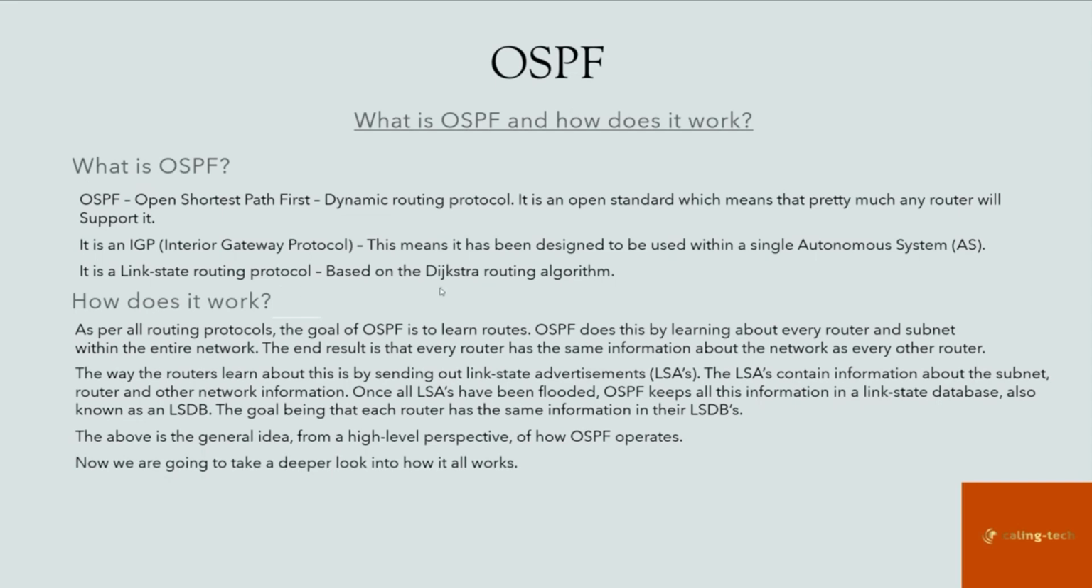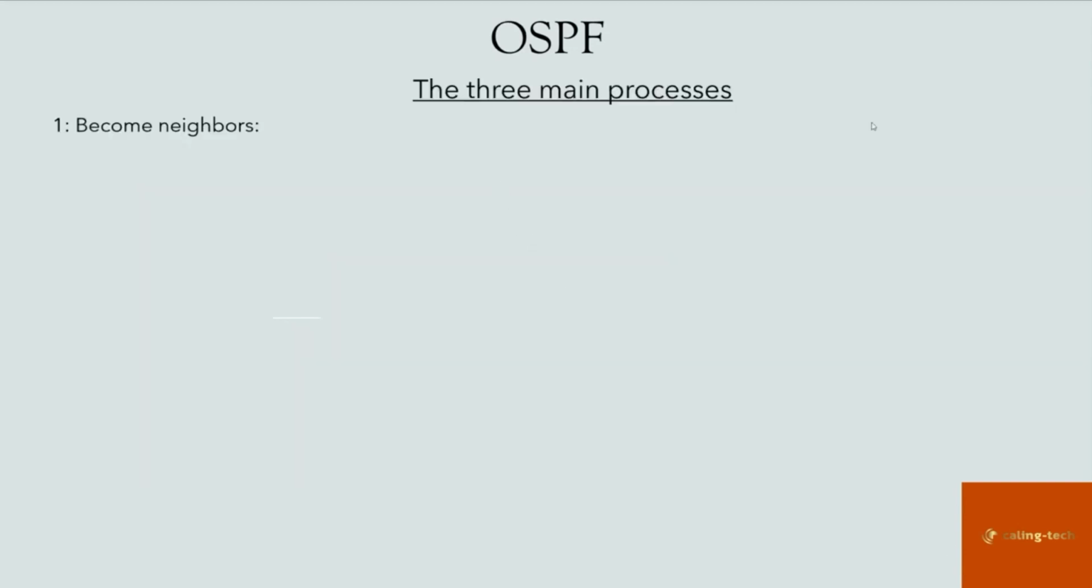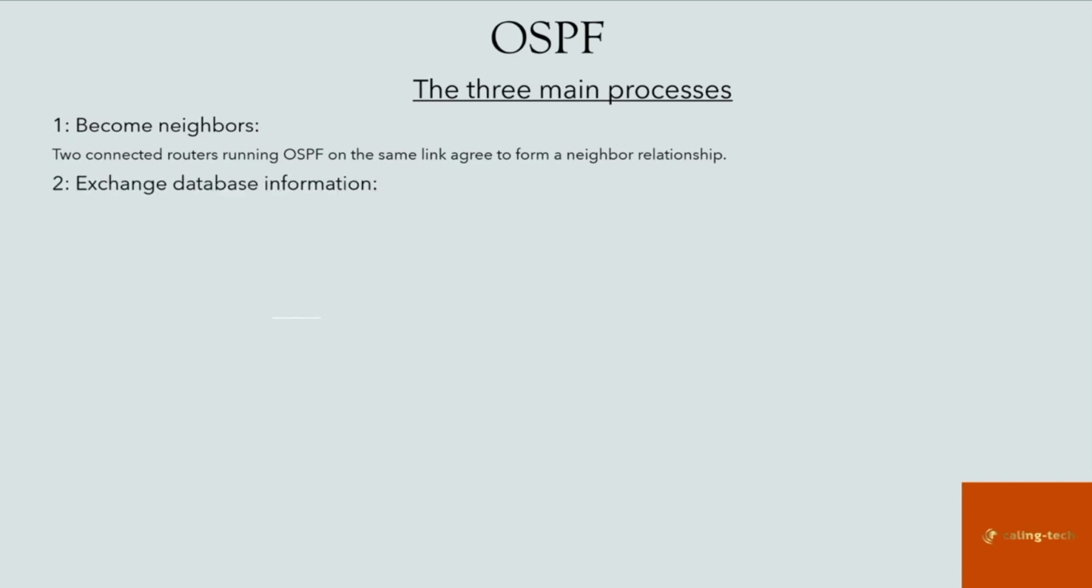What we're going to do is go a little bit deeper now and look at how all of this functions. So let's take a look at the three main processes of OSPF. Well, the first is to become neighbours. Two connected routers running OSPF on the same link agree to form a neighbour relationship. They exchange database information. So the neighbour routers will swap their link state database information with each other, as we mentioned in the previous slide.